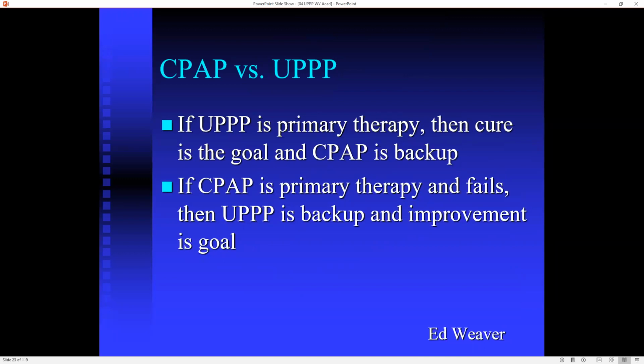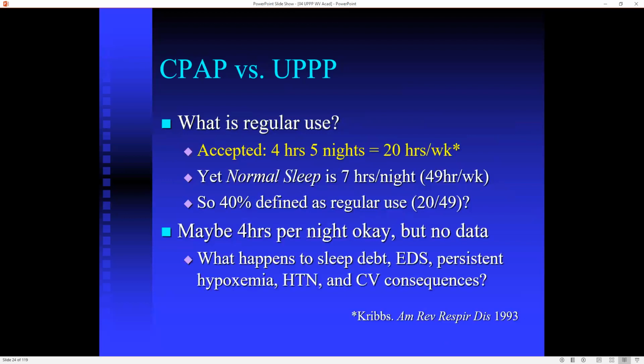So Ed Weaver, who's out in Seattle at the VA, said that if UPPP is primary therapy, then cure is the goal, and CPAP is backup. And if CPAP is primary therapy and fails, then UPPP is backup and improvement is the goal. So the second point is where insurance basically puts us, because they have to fail CPAP before surgery is approved. And then again, what is regular use? 4 hours a night for 5 nights a week. That was based on expert opinion. There was nothing really that brought that into being, and it's still used consistently by insurance and everyone else.